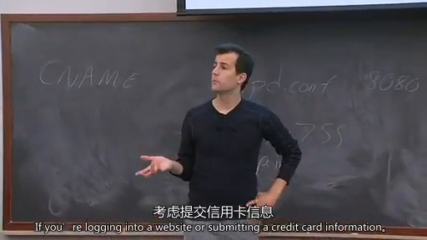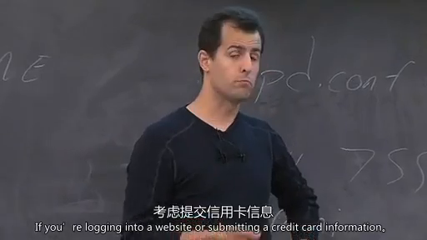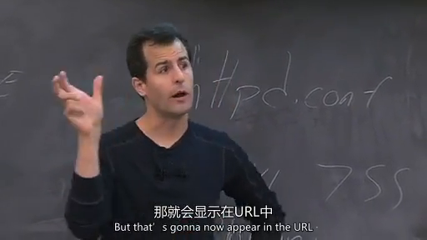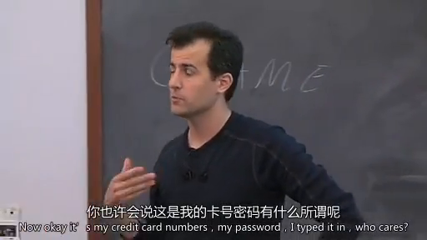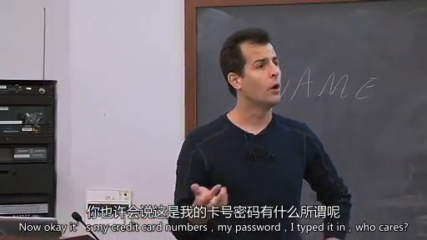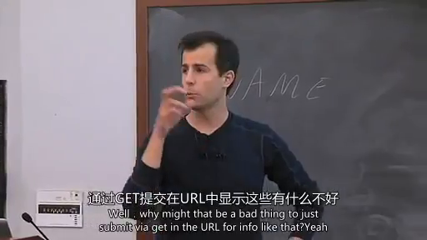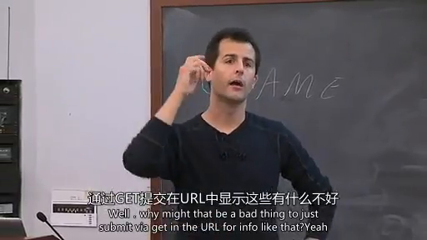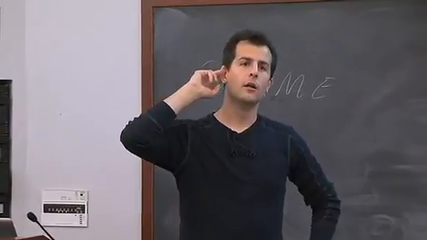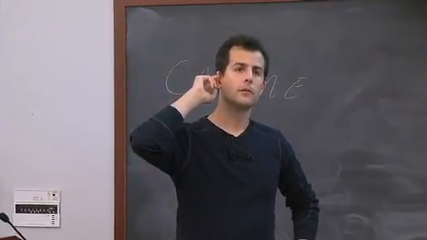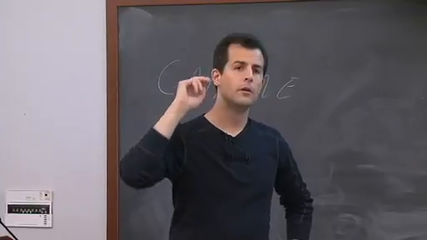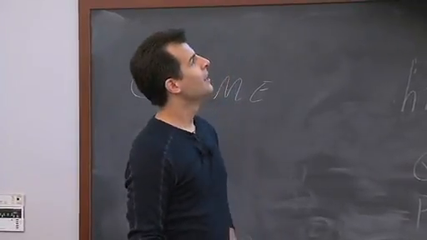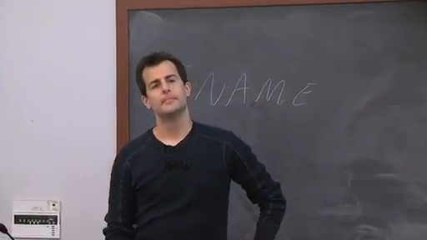If you're logging into a website or submitting credit card information, sure, you could submit that form via GET, but that's going to now appear in the URL. Now, okay, it's my credit card number, it's my password, I typed it in, who cares? Well, why might that be a bad thing, to just submit via GET in the URL for info like that? Yeah. It would take packet inspection in order to detect what the parameters submitted with post are, whereas it wouldn't take packet inspection in order to actually intercept the GET request.